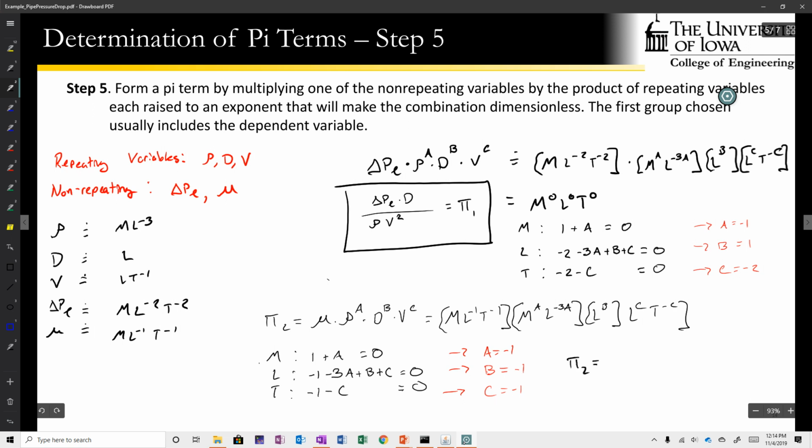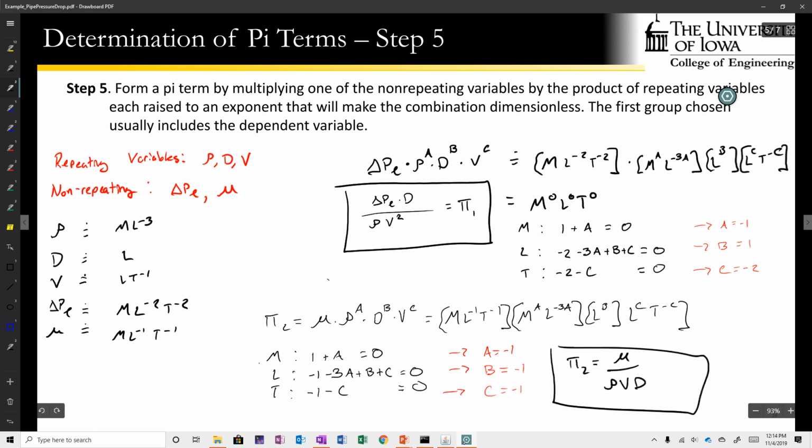So pi 2 is going to be equal to viscosity over rho v d. All right. Those of you that recall Friday's lecture might see that this appears to be inverted. In Friday's lecture, we proposed one of our groups being rho v d over mu. This is one of the things with dimensional analysis, is we can use either a dimensionless group or we can manipulate it by taking its reciprocal.